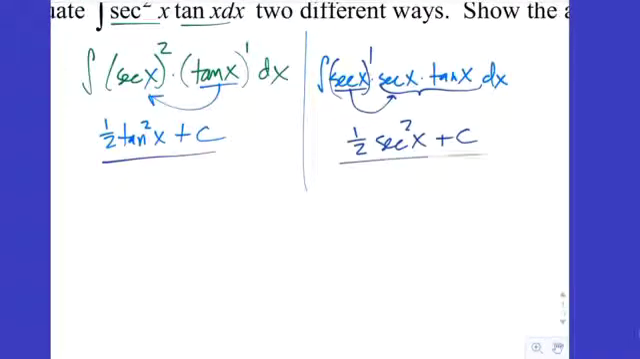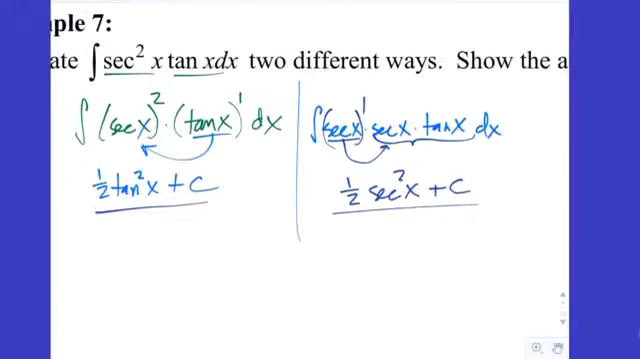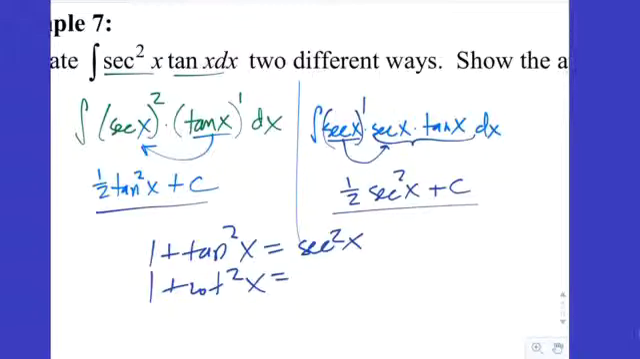And now, we're kind of like we were before with Pythagorean trig functions. 1/2 tangent squared of x plus c and 1/2 secant squared of x plus c are not the same function. They do have the same derivative. And if you wanted to use baby PID number 1 to convert one in terms of the other, you could see that they only differ by a plus or minus 1/2. Right? And remember, that identity is this. 1 plus tangent squared of x is secant squared of x. And, of course, 1 plus cotangent squared of x is cosecant squared of x. So kind of good to review those every once in a while.